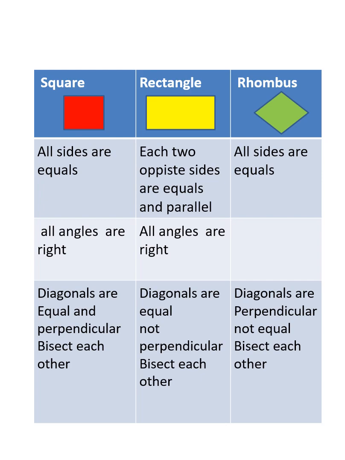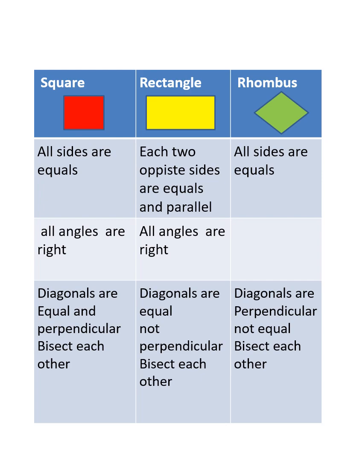Second, we are talking about angles. The square and rectangle have right angles, but the rhombus doesn't have any right angles. So, which quadrilaterals have right angles? Square and rectangle.